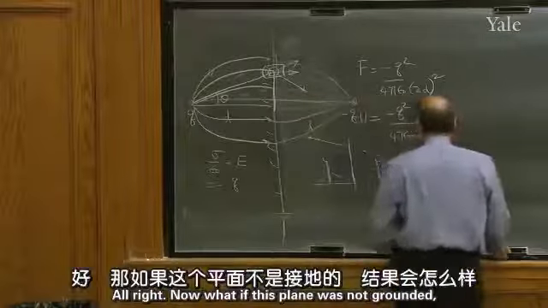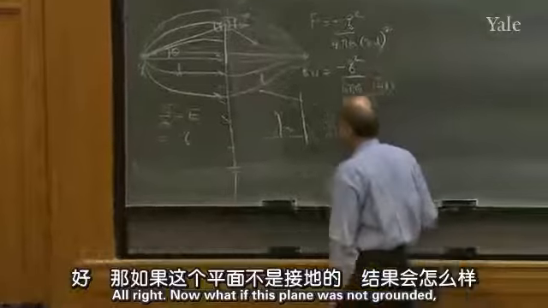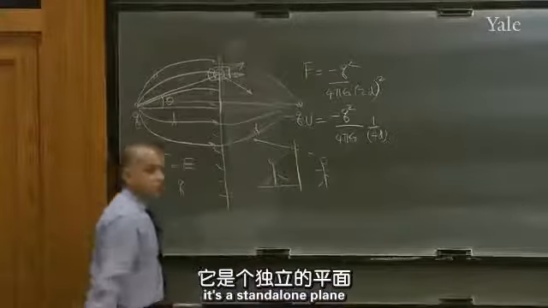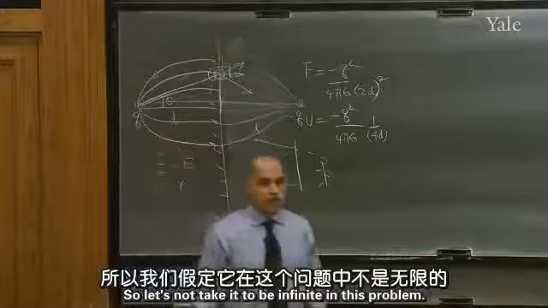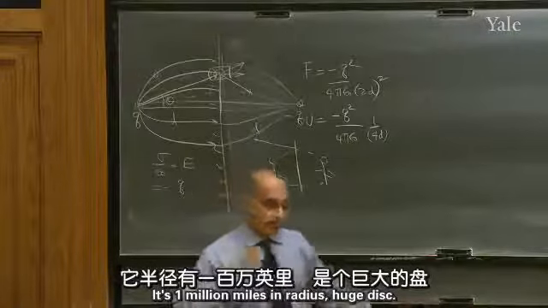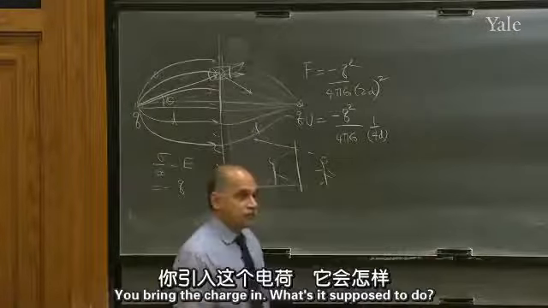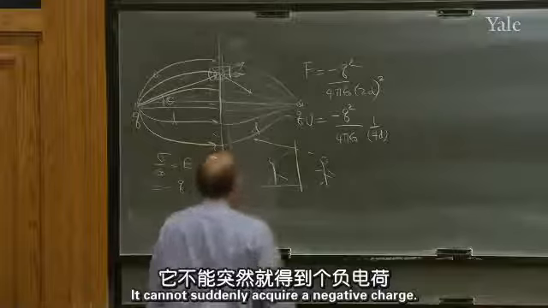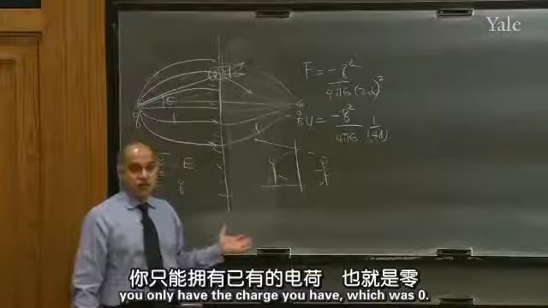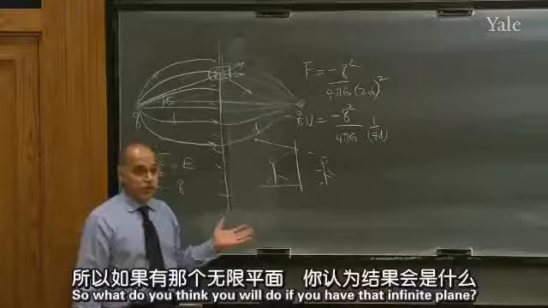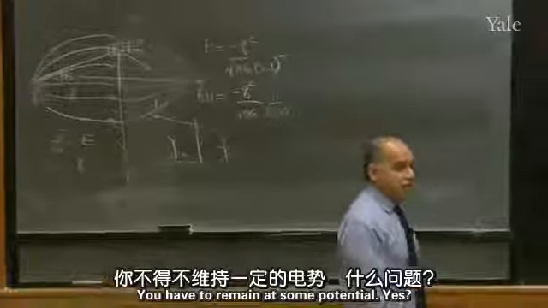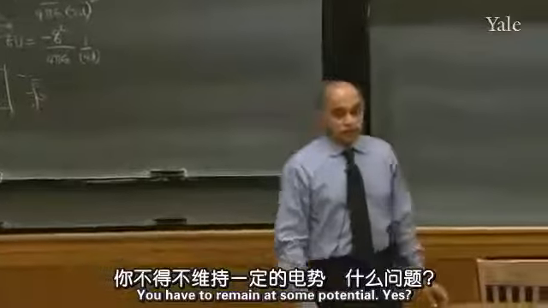Okay, sorry. All right. Now, what if this plane was not grounded? It's a standalone plane. So let's not take it to be infinite, this problem. It's 1 million miles in radius, huge disk. You bring the charge in, what's it supposed to do? It cannot suddenly acquire negative charge. Charge conservation says you only have the charge you have, which was 0. So what do you think you will do if you are that infinite plane? You have to remain at some potential.